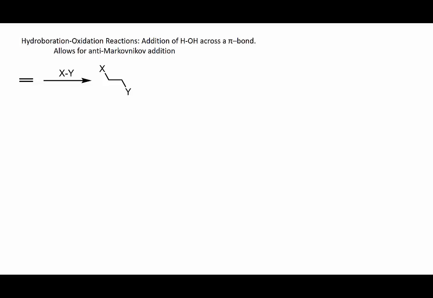One way we can do that is change the reaction conditions for a hydroboration oxidation. This, just like a hydration, adds water across a pi bond, but this allows for an anti-Markovnikov addition. Again, it's an electrophilic addition reaction. In this case, we're using borane, BH3, to add boron into the molecule, and then we will oxidize that to convert the boron into a hydroxyl group.